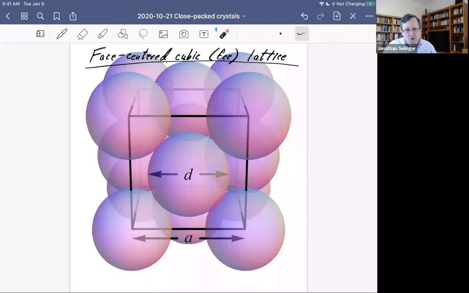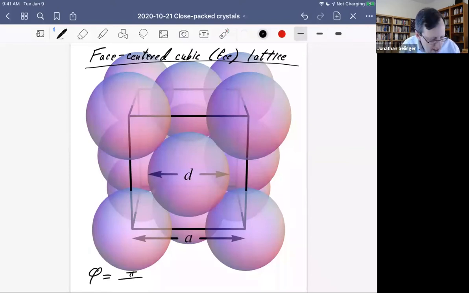I will ask you to do this for homework, okay? On the next homework assignment, there will be a problem to figure out the packing fraction for the face-centered cubic and body-centered cubic structures. So that's a homework assignment, but I'll just tell you the answer for now. The answer is that phi is equal to pi over 3 root 2, which is approximately 0.740.